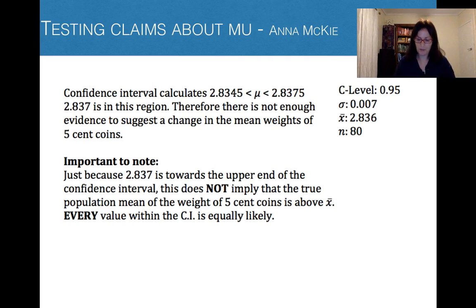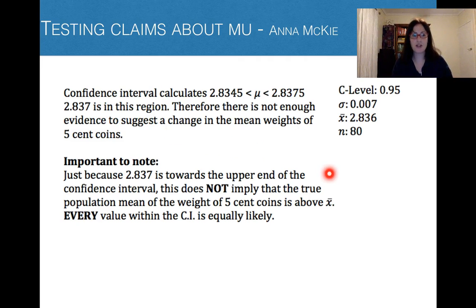Working out a confidence interval, using your calculator, your confidence level of 0.95, standard deviation, 0.007, etc., you end up with a confidence interval ranging between this, and you have to go back and assess, was that previous mean in the region? So 2.837, it lies at the upper end, but that doesn't mean it's any more likely, but it's still within range. So what we say is, therefore, there's not enough evidence to suggest a change in the mean weights of 5-cent coins. So perhaps just that sample had a few coins that had slightly below average weight, and that's why it's not exactly on that previous mean.